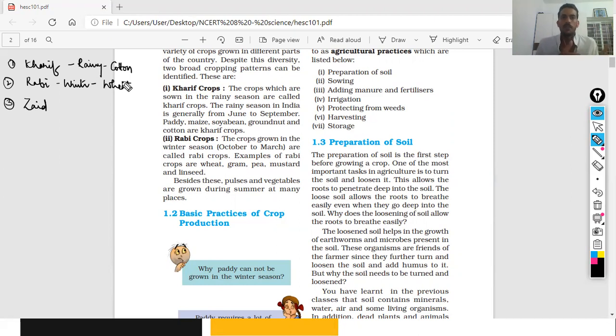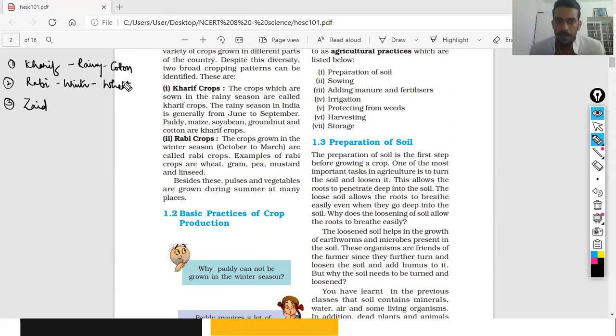So Kharif crops are generally sown in the month of June and they're harvested in the month of September. While Rabi crops are generally planted in October, that is after the Kharif crop, and then they are taken out by the end of the summer season, which is March, April-ish.